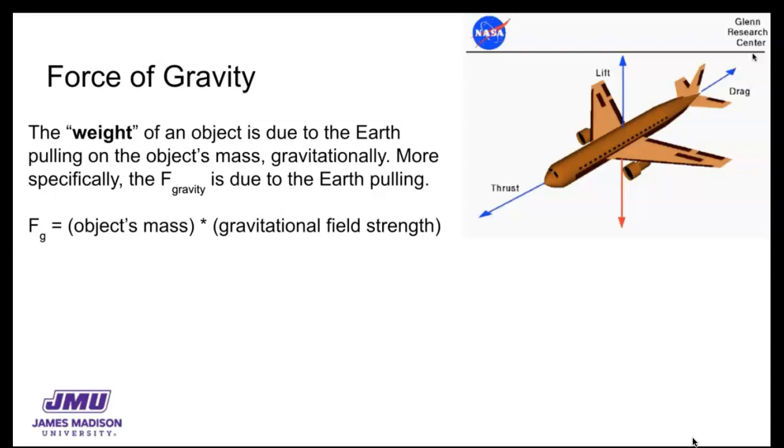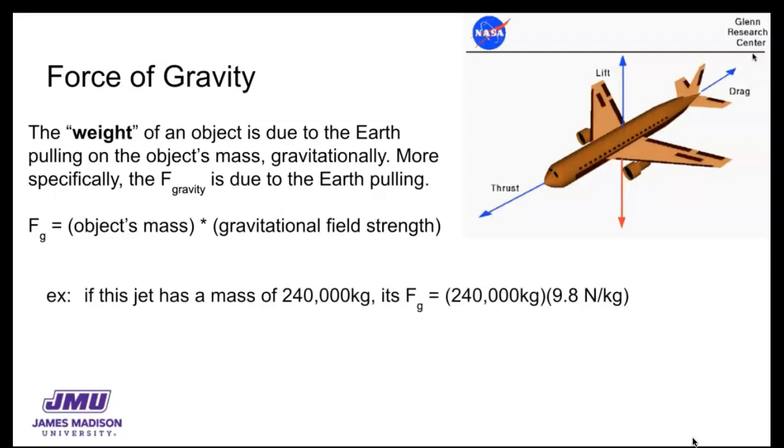So let's take a look at how to calculate the force of gravity pulling down on any object. It's this equation right here: the object's mass in kilograms times the gravitational field strength of whatever planet you happen to be on. And we'll just assume we're on Earth in any problem where it doesn't say otherwise. So for example, this jet has a mass of 240,000 kilograms. That means that its gravitational force is 240,000 kilograms times the gravitational field strength. And on Earth, that's 9.8 newtons per kilogram.